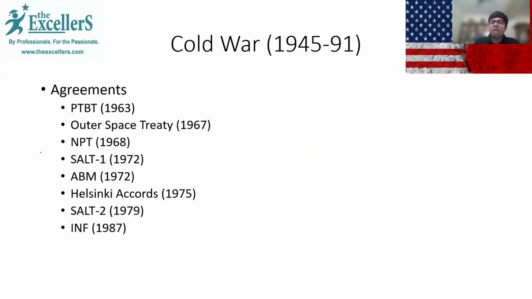Then there were different agreements that were signed during the Cold War period. That includes PTBT, that was related with nuclear weapons, partial test ban treaty, outer space treaty, then NPT, that is the non-nuclear proliferation treaty, SALT one, anti-ballistic missile treaty, Helsinki Accords, SALT two, INF treaty. So these are all Cold War treaties, very important. If you can remember their names as well as the purpose along with the year, it will be really good. That will be beneficial for your exam.